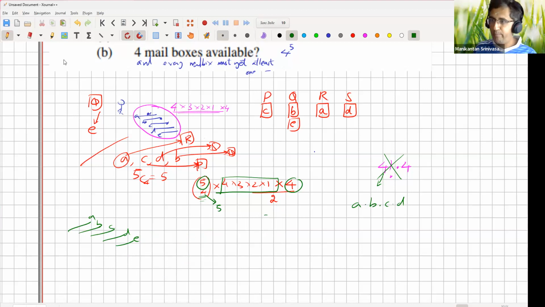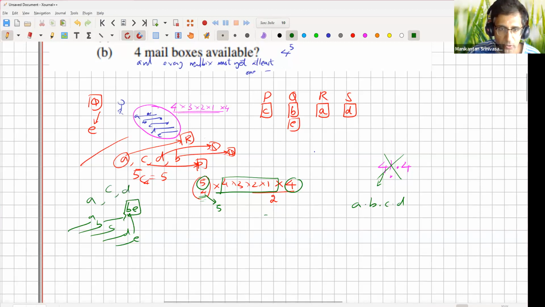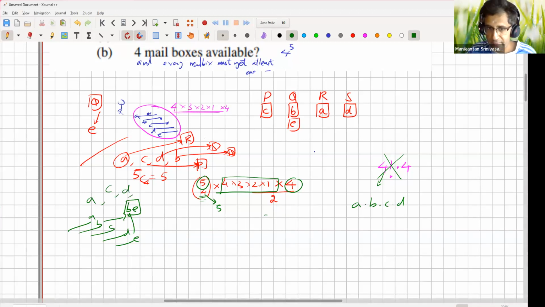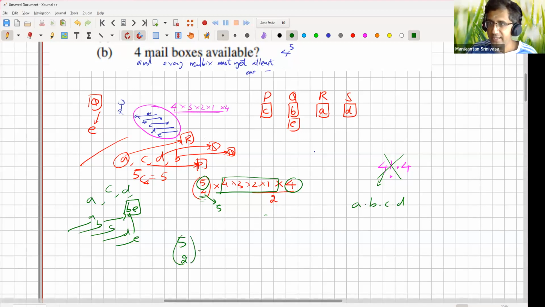So let me decide which 2 letters will go to the same box. I will pick P and E as the 2 letters which will go to the same box, and A, C and D will be alone in other boxes. So that's my 5 choose 2. You're with me, Sarah? I've chosen 2 letters which will be together. After that, it's very simple because the number of letters matches the number of mailboxes. Each box has to have 1 letter. So I can allocate in 4 into 3 into 2 into 1 ways. Yeah, okay. Clear? And what he did is also clear.